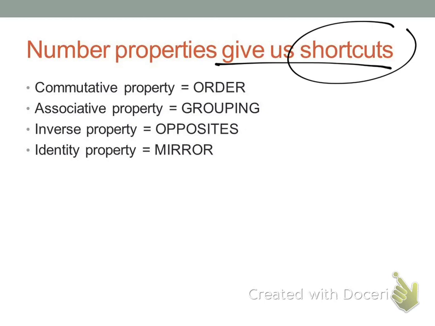We have the commutative property, which deals with the order of the numbers. The associative property deals with the grouping of the numbers. Inverse property deals with opposites. And identity property is like a mirror because you're looking at yourself. And we'll talk about that in a minute.